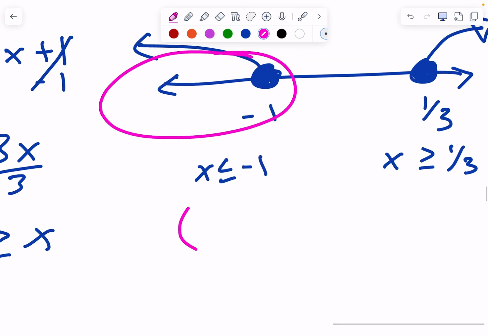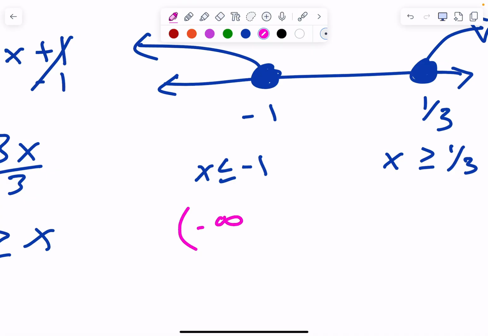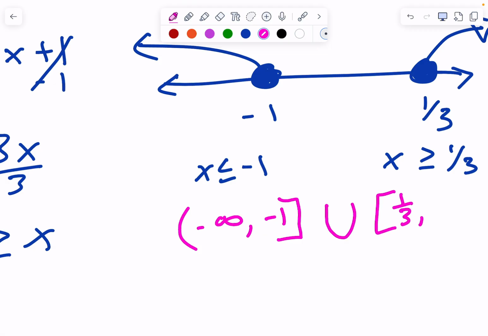This is interval notation: negative infinity to negative 1, parenthesis, bracket, bracket, 1/3, union with 1/3 to infinity, parenthesis. That's what this looks like in interval notation.